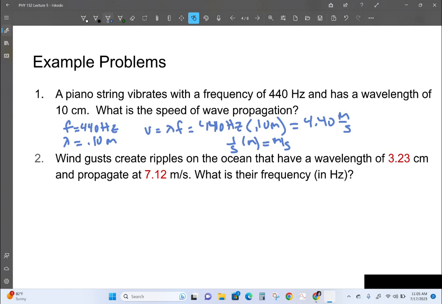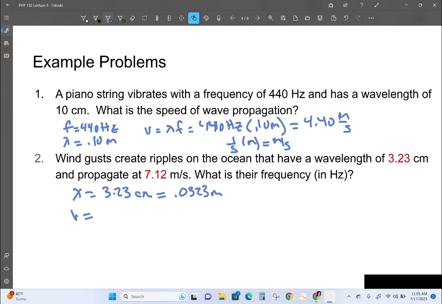A wind gust creates ripples in the ocean that have a wavelength of 3.23 centimeters, or 0.0323 meters.